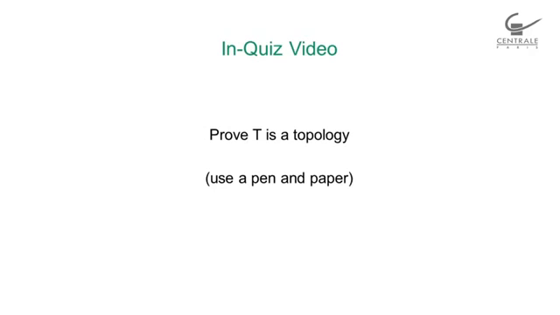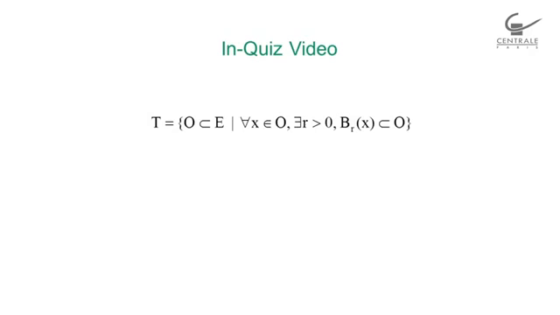Okay, let's do it together. So my topology is defined as all the sets O, open sets, such that for any point x in the set, there exists a positive r, such that the ball centered in x with radius r is included in O. Let's address the first criterion of a topology: the empty set and E are elements of T. Well, the empty set, does it verify this? Is it true that for any element x of the empty set, there exists a positive r such that the ball centered in x with radius r is included in the empty set?